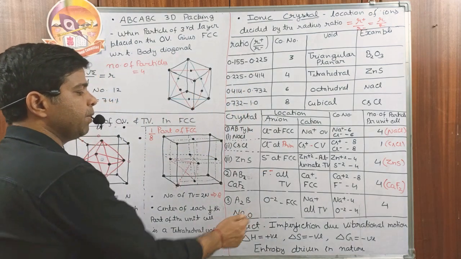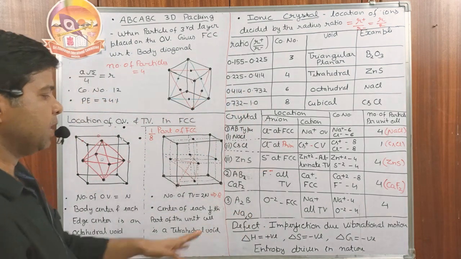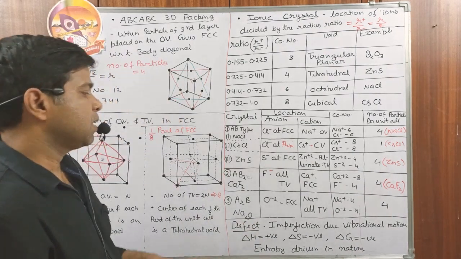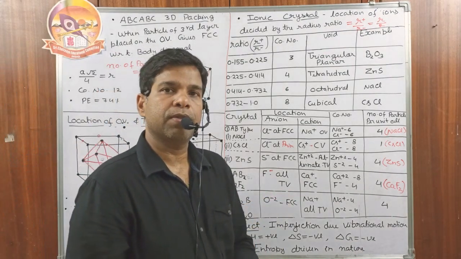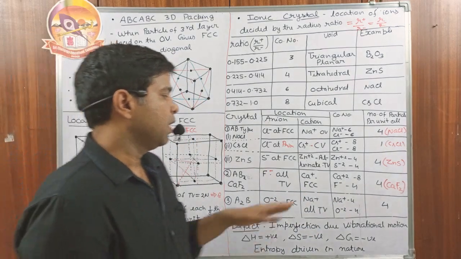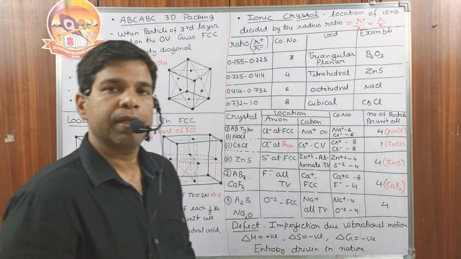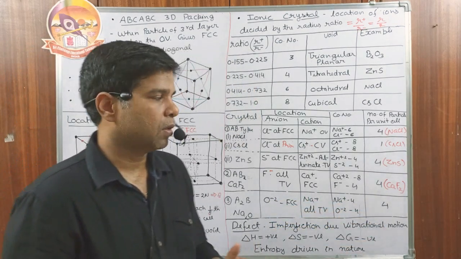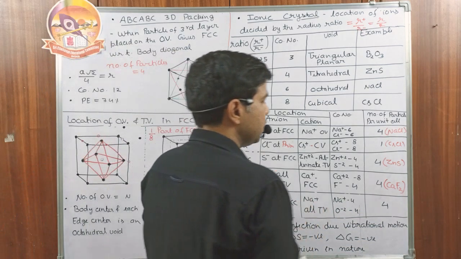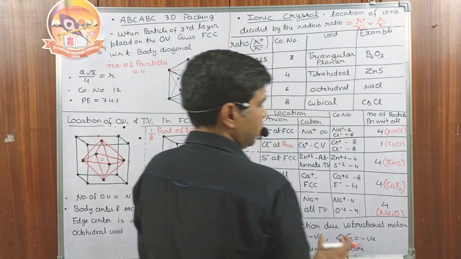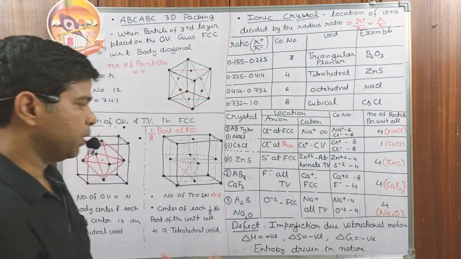Then we have the A2B type, that is Na2O. It is also called the anti-fluoride type. In this one, O2- will form the FCC, and Na+ is present at all the tetrahedral voids. Na+ coordination number is 4, and at the same time oxygen coordination number is 8. So we have 4 units of Na2O per unit cell.